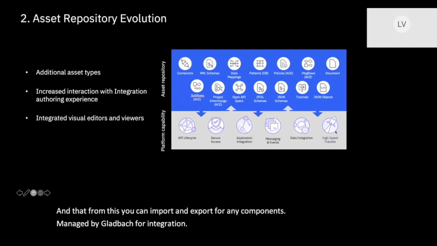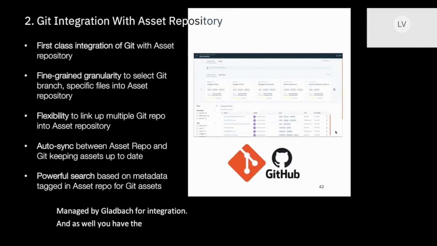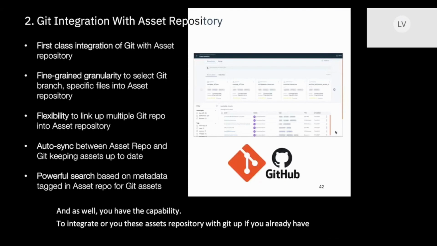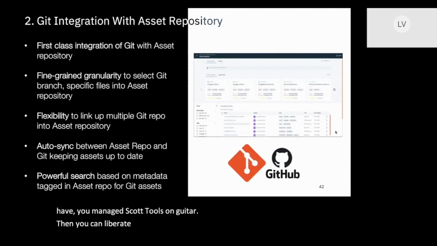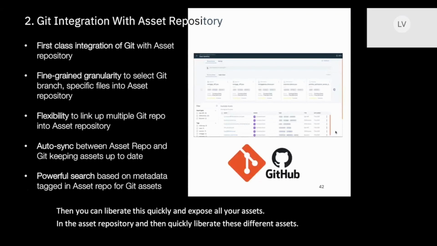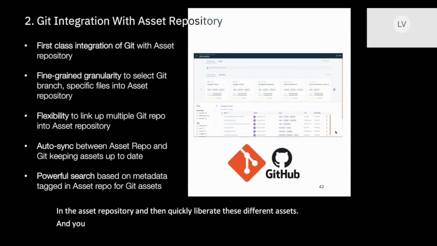And as well, you have the capability to integrate this asset repository with GitHub. If you already manage your source code on GitHub, then you can leverage this quickly and expose all your assets in the asset repository, and then quickly leverage these different assets and use them on the different components of Cloud Pak for Integration.